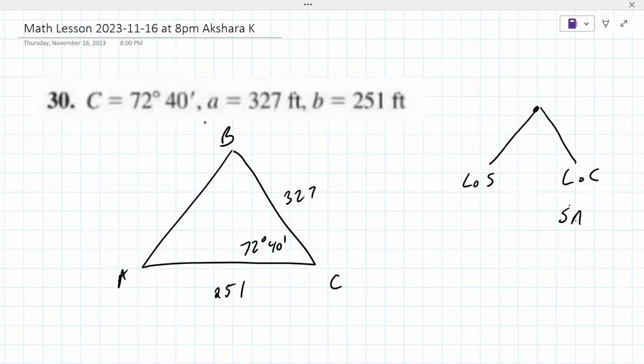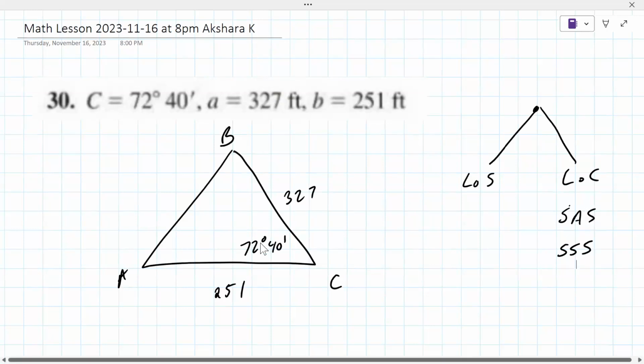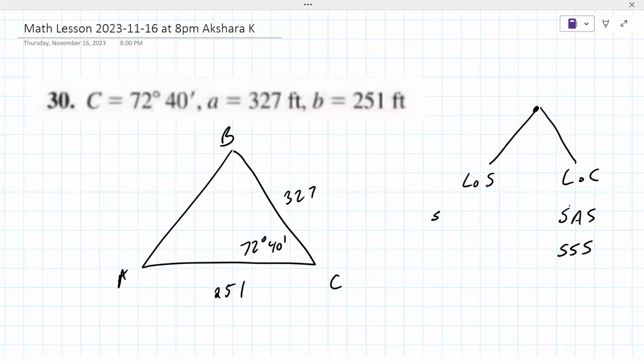Law of cosines is side angle side or side side side. So if you have the angle between two sides, it's always law of cosines. If you have all three sides, it's the law of cosines as well. For law of sines, you need a side and an angle pair. Basically, you need a side and the angle across from the side to use law of sines. So this one's a law of cosines problem.